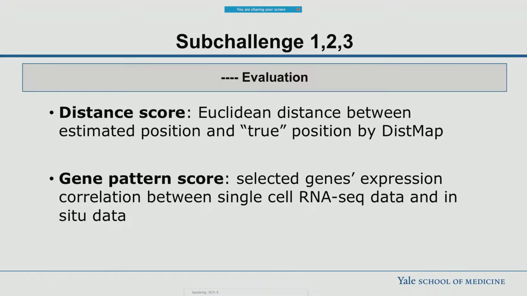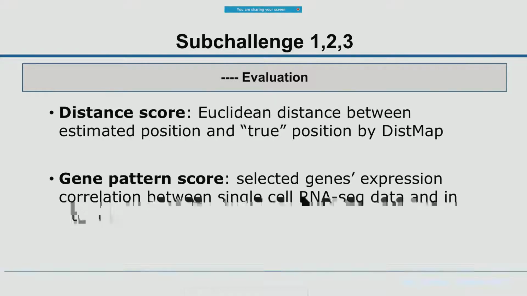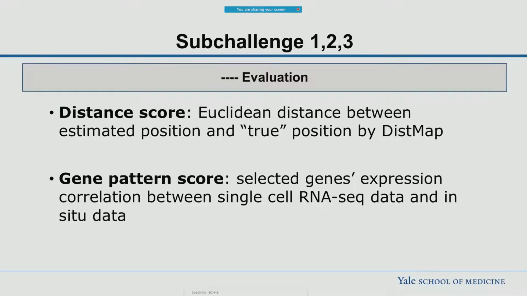For evaluation, as the first team mentioned, there are two scores that we can try to address. The first one is the distance score already provided by the DREAM organizer. We calculate the average Euclidean distance between what we estimated and the true position by this map. We also use the binarized data, and we didn't do anything else on the binarized data. For the gene pattern score, we use the selected gene expression correlation between the single-cell RNA-seq data and the in situ data. We don't really know about the first scoring metric, which is the genetic score, so we just use these two scores to guide our evaluation.